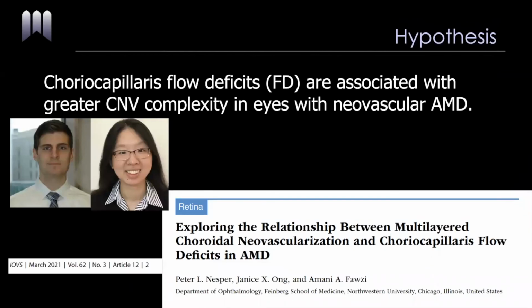The other question we had is, what is the relationship between these complex lesions and the surrounding choriocapillaris?